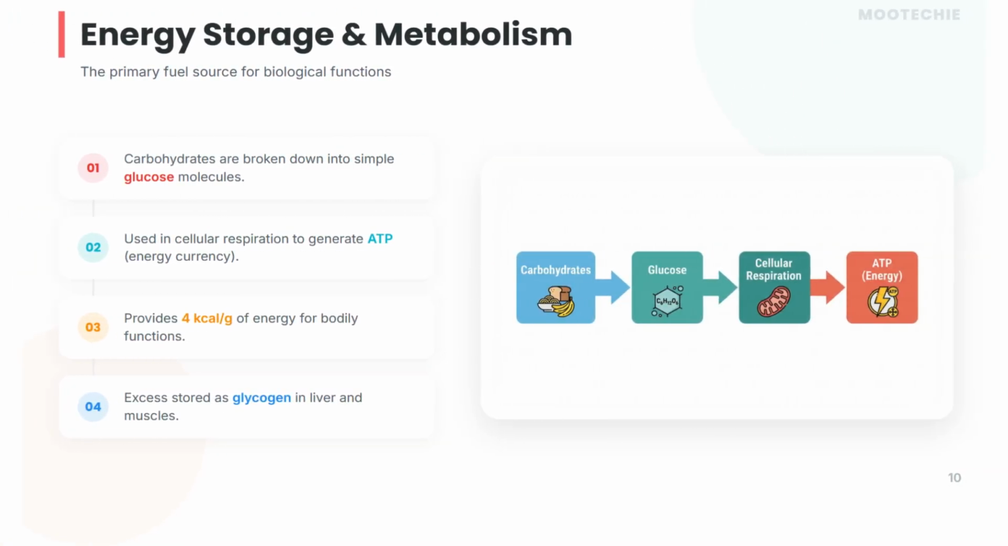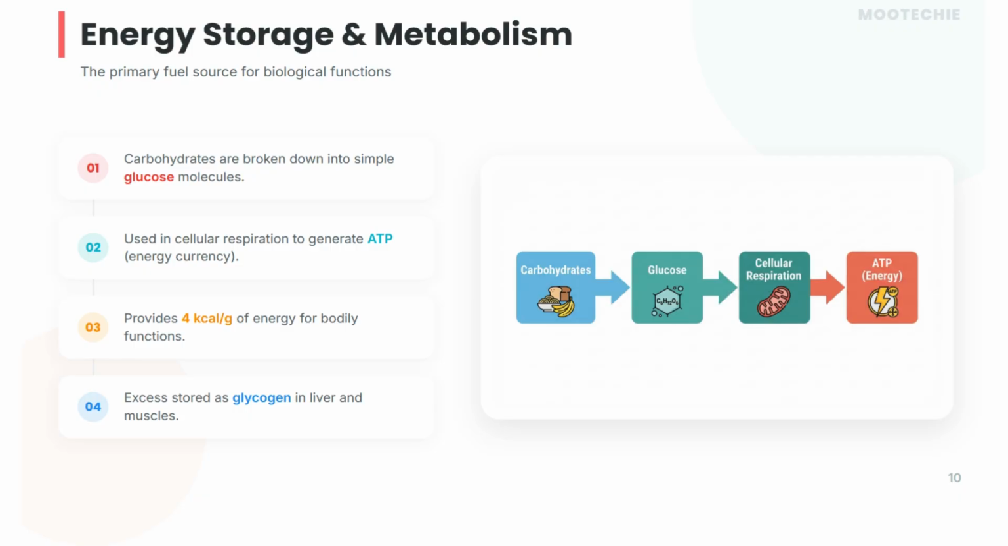Moving on to energy storage and metabolism. Carbohydrates are the primary fuel source for biological functions. Let's break down the process step by step. First, carbohydrates are broken down into simple glucose molecules. Next, this glucose is used in cellular respiration to generate ATP, which is the energy currency of the cell. It provides 4 kilocalories per gram for all our bodily functions. And any excess glucose is stored as glycogen in the liver and muscles for later use.